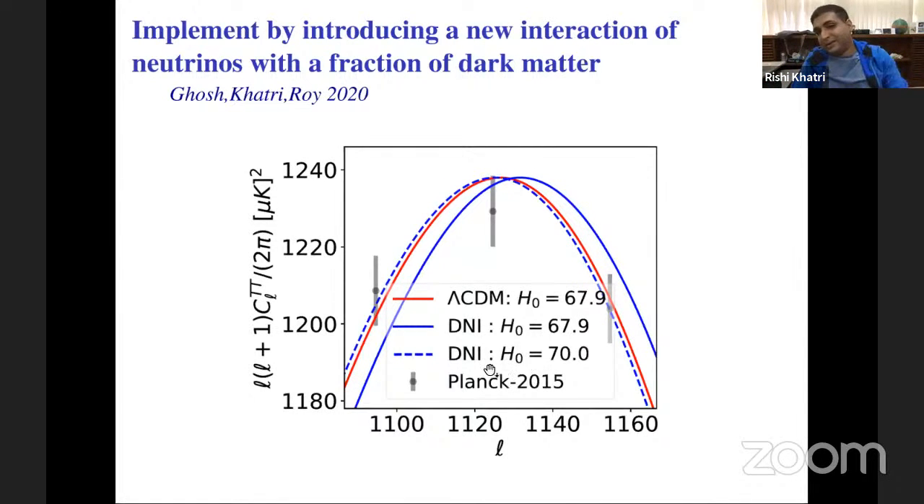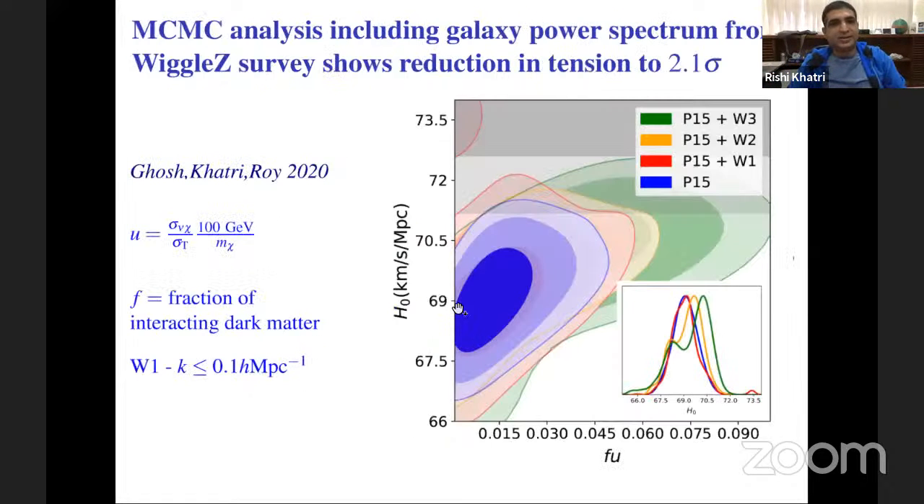So interacting neutrino cosmology with a higher Hubble value H0 is similar to the lambda CDM cosmology with free streaming neutrinos. So that is the takeaway point here. And you can do a more sophisticated MCMC analysis, including galaxy power spectrum from WiggleZ survey. You see that actually the tension in the best case reduces to 2.1 sigma from 4 to 5 sigma.